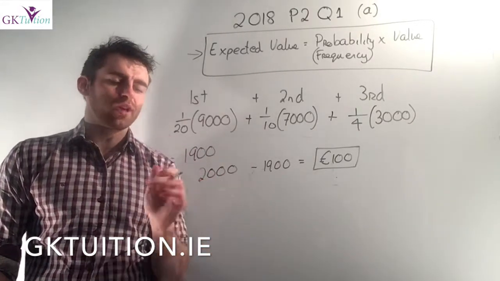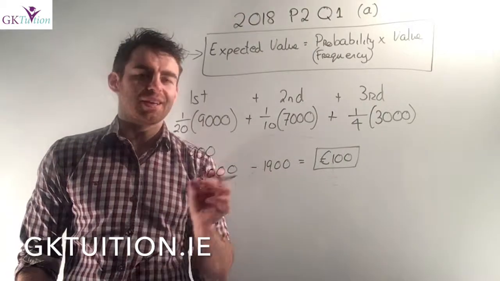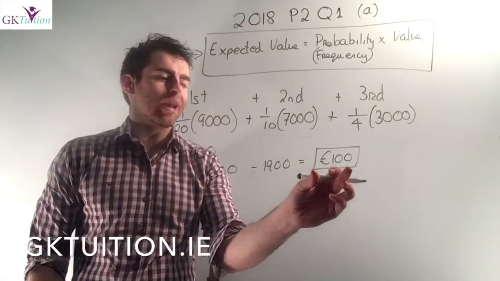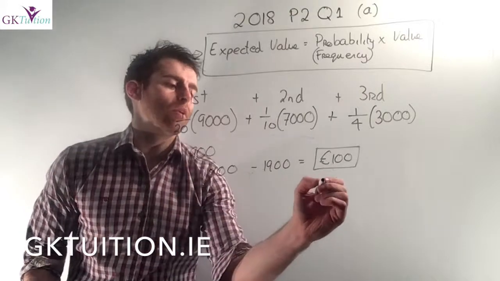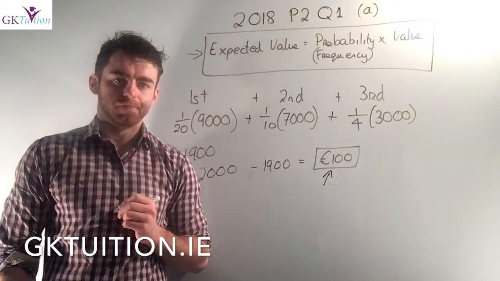But if it costs her €2,000 to play it, and she can only expect to get €1,900 back, that means her expected loss is €100. So my final value here is just €100.